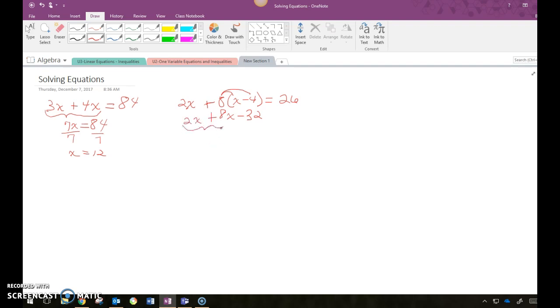Now I'm going to combine my 2x and my 8x, and I'll get 10x minus 32, and this equals 26. Next I want to add 32 to both sides. So 10x equals 58. Now I'll divide by 10, and x equals 5.8.